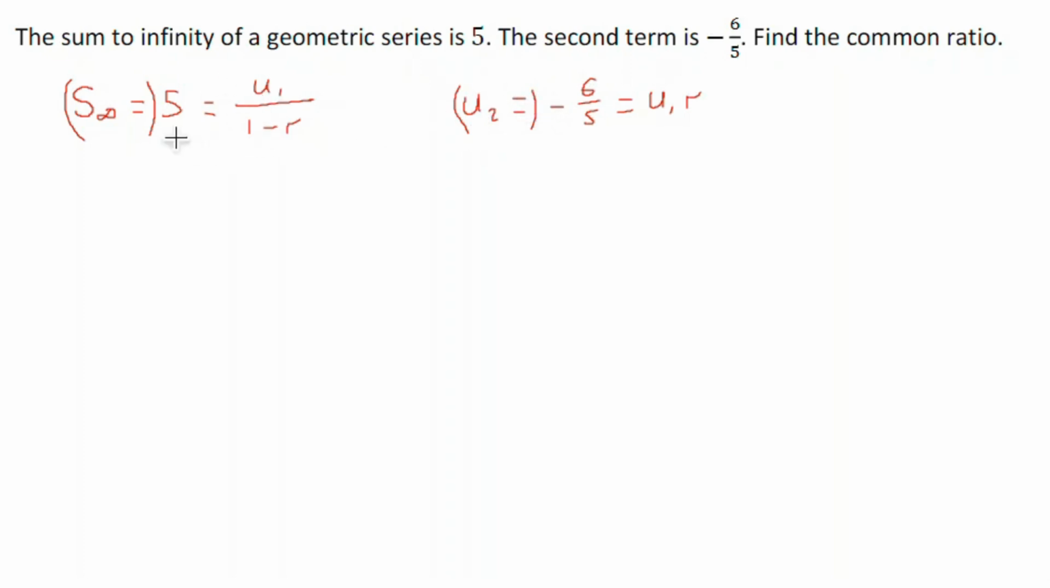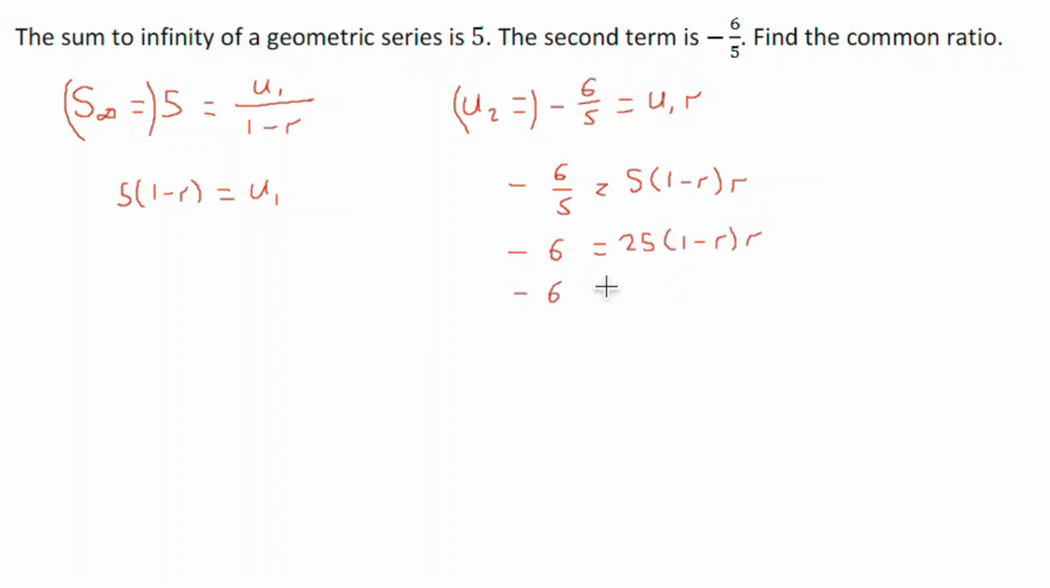By rearranging this one over here, the first one we worked out, multiplying through by 1 minus r, we get 5 times by 1 minus r is equal to u1. And now we can substitute that into the second equation. For u1 we can write 5 times 1 minus r times r. Multiplying both sides by 5, we get 25 times 1 minus r times r.